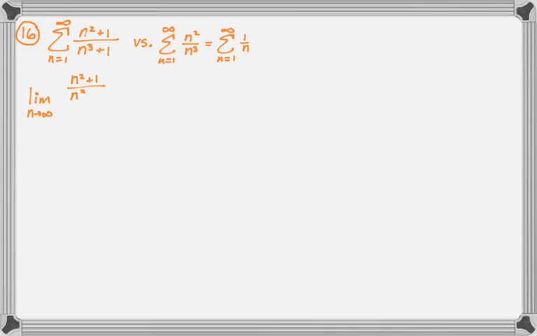So I take the nth term of the first series, divide it by the nth term of the series that I know diverges, and I'm going to simplify the limit. So I get this, and then that limit is definitely 1. And so since I got a positive finite value, I know that they both do the same thing, so I'm just going to write up my answer.